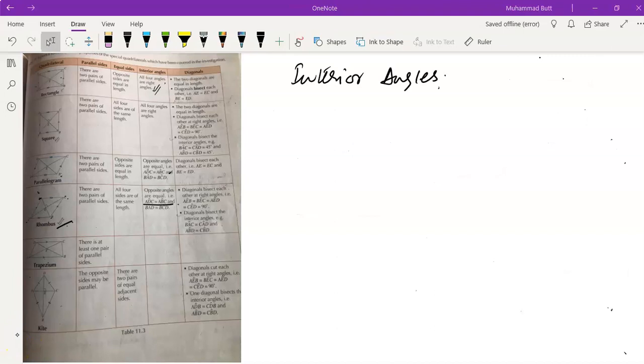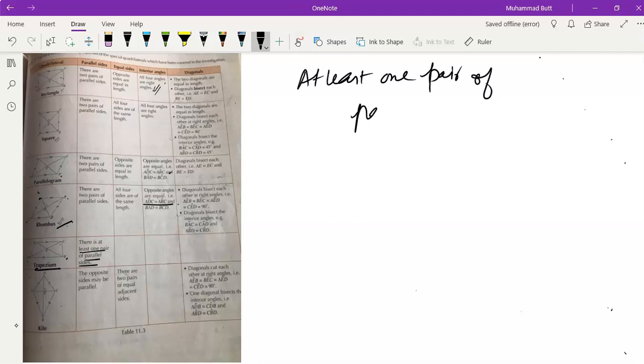Now we'll discuss trapezium. What is trapezium? Trapezium is also a quadrilateral, but the property of trapezium is that there is at least one pair of parallel sides. Over here you can see that AB is parallel to CD. If there is at least one pair of parallel sides, the quadrilateral is called trapezium.